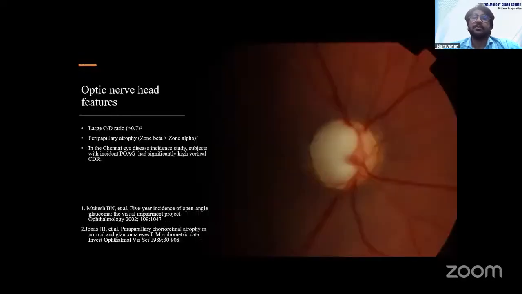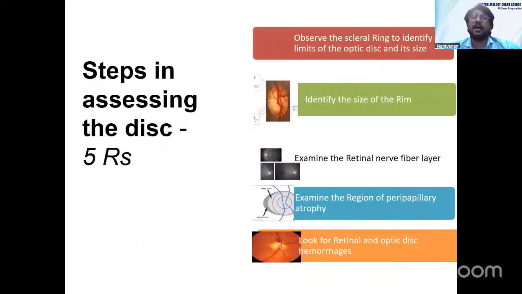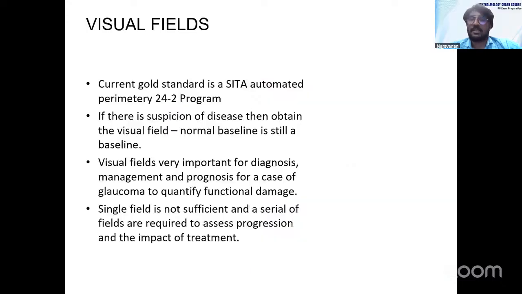Optic nerve head evaluation is very, very essential. So I would look at it as the 5 R's in assessing the disc. Observe the scleral ring, look at the size of the scleral rim, examine the nerve fiber layer in great detail, look for the region of peripapillary atrophy. If there is a beta zone damage, then that is more essential for glaucoma. And always look for retinal hemorrhages and optic disc hemorrhages, which have been looked at as a very important cause of progression of glaucoma.